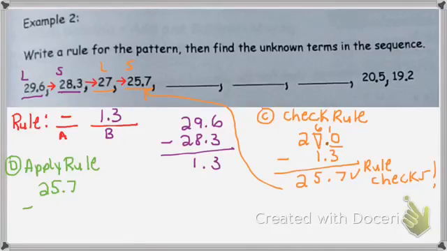Well, the rule is minus 1.3. Don't forget to line up your decimals and go ahead and do the math. And 7 take away 3 is 4. Bring down my decimal. 5 take away 1 is 4. And 2 take away nothing is 2. So I'll write that on my next line, 24.4. Apply the rule again, which is the same rule, minus 1.3.